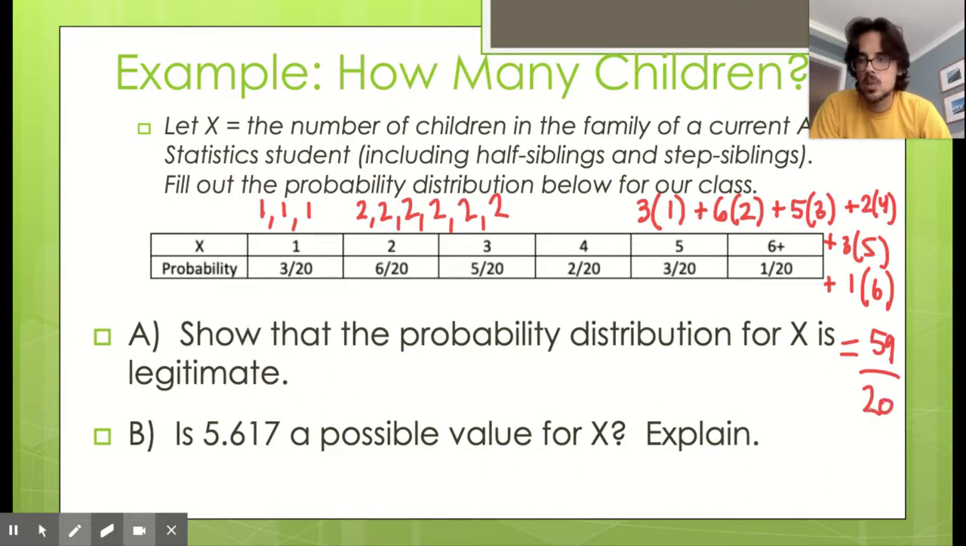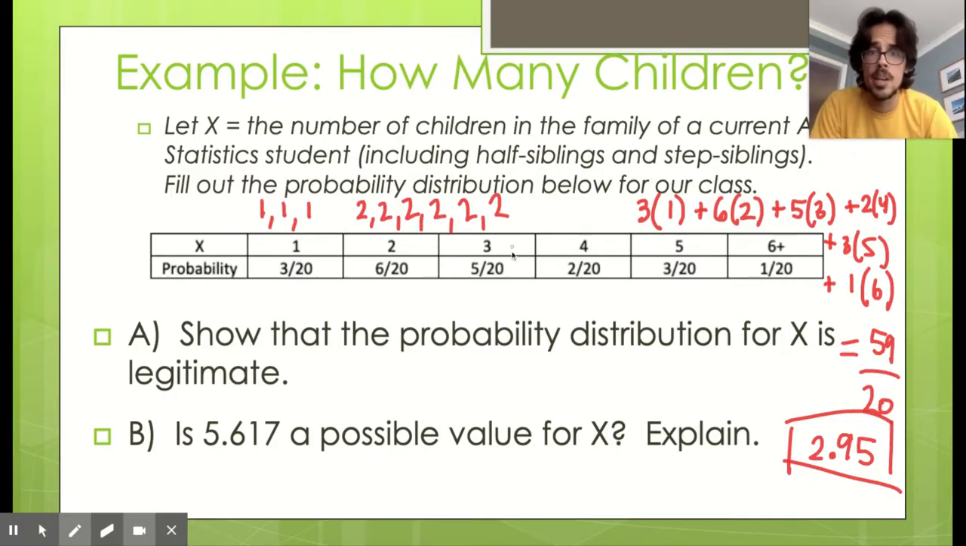So the actual average for this class is like 2.95. It's a lot less than you would have gotten just by averaging these numbers right here, because the numbers on the bottom side of the graph are more popular. So yeah, that's the actual average right there. I'm going to show you guys later in these slides.